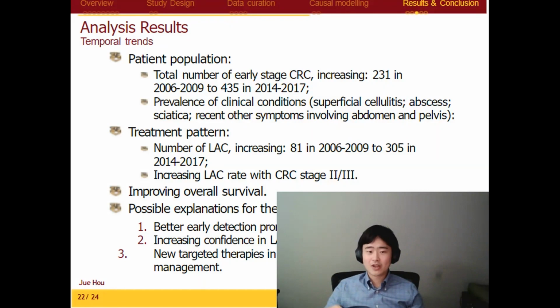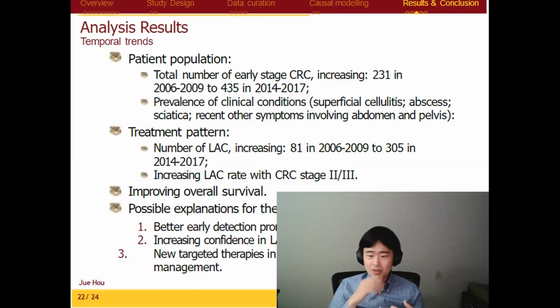That's basically what's going on in the vicinity, and it might affect how difficult the procedure is going to be, right? So inflammation in the other organs in the abdomen and the pelvis might also create a risk and a challenge. We also notice the treatment pattern is evolving, like the number of LAC is increasing over time from 81 in the first period to 305 in the last period. We also see an increasing rate of LAC for stage 2 and 3 cancer patients. And we also see a general improvement of overall survival.